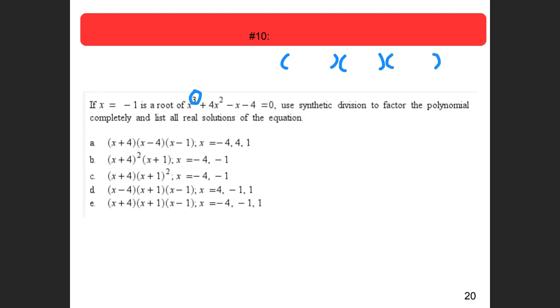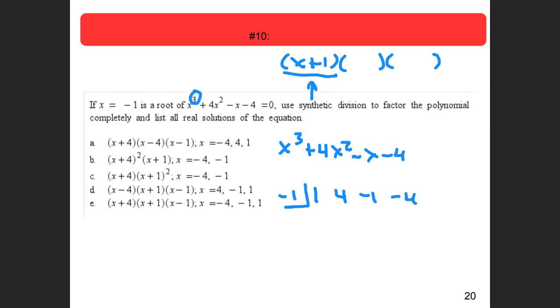But x equals negative 1 is a solution, so I know that x plus 1 is a factor. Okay, so there's a difference. A factor is something that is a factor of the polynomial, and the solution is the solution to the problem. So they want me to factor x to the third plus 4x squared minus x minus 4 all the way down. They want me to factor this whole thing. Well, I know x plus 1 is a factor, so let's use synthetic division to help us with this problem.